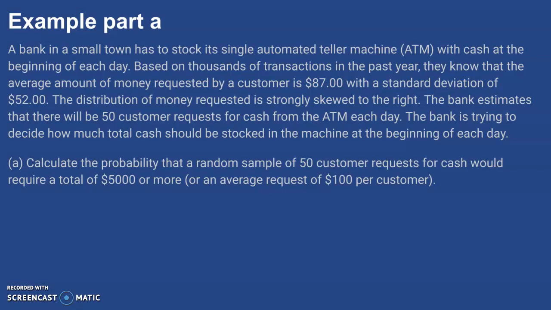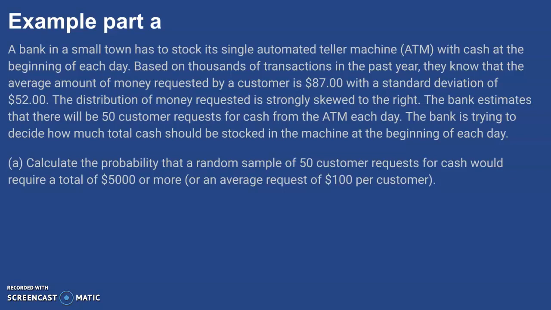This is a continuation of the video 7.3 about sampling distributions of sample means. This is an example. A bank in a small town has to stock a single automated teller machine, an ATM, with cash at the beginning of each day.